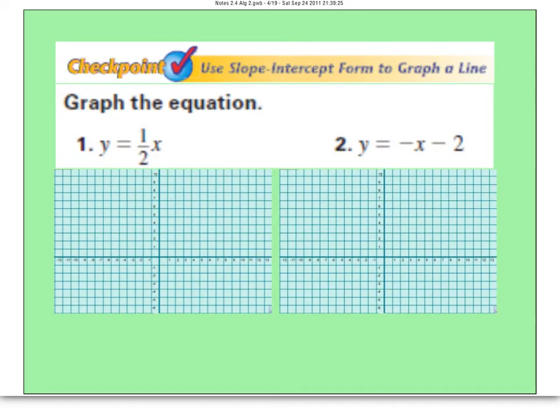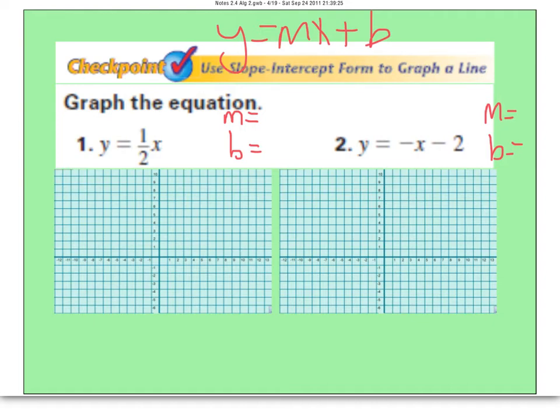These two are actually in y equals mx plus b already, so they are solved for y. So all we have to do is read the m and the b. And I always like to write down m and b on the side. Now, be careful here.